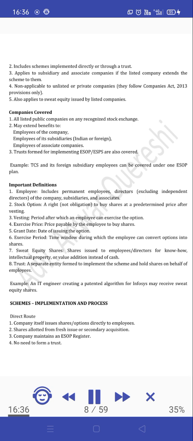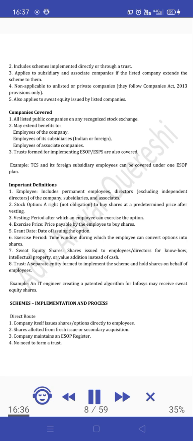Companies covered. 1. All listed public companies on any recognized stock exchange. 2. May extend benefits to employees of the company, employees of its subsidiaries, Indian or foreign, and employees of associate companies. 3. Trusts formed for implementing ASOP, ESPS are also covered. Example: TCS and its foreign subsidiary employees can be covered under one ASOP plan.